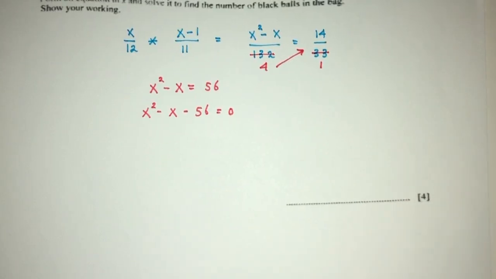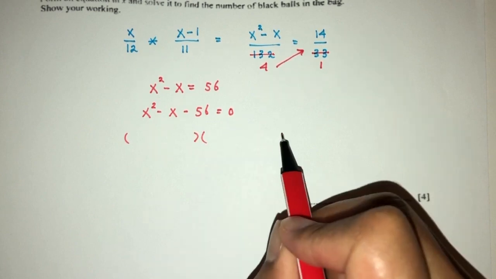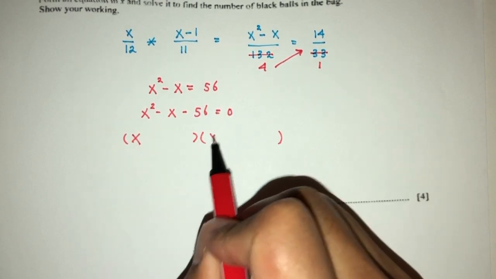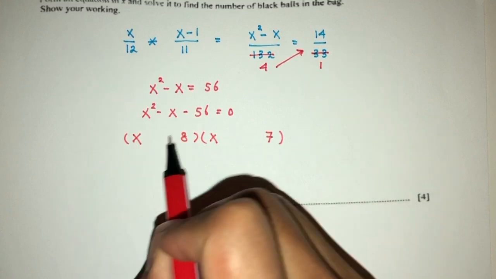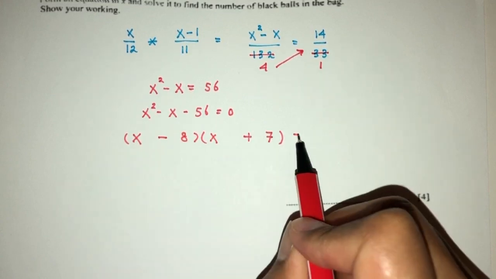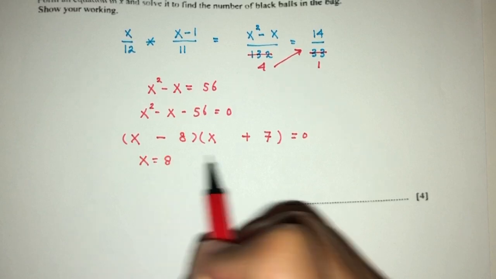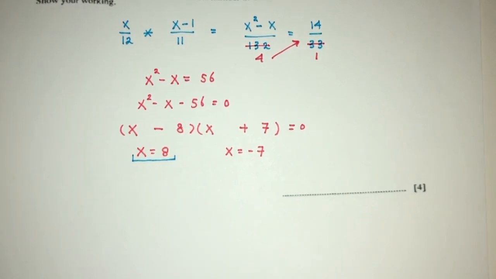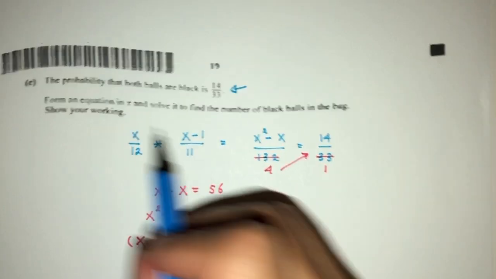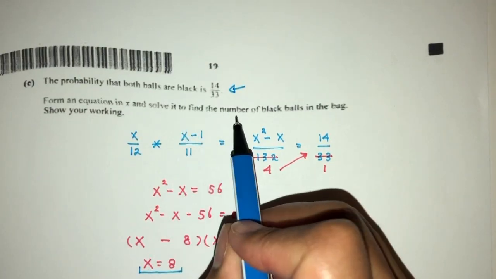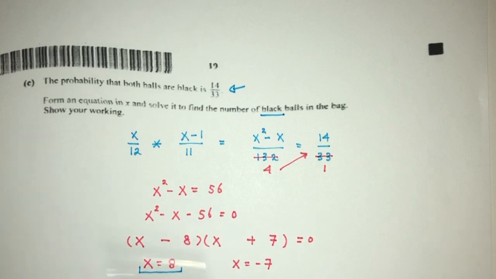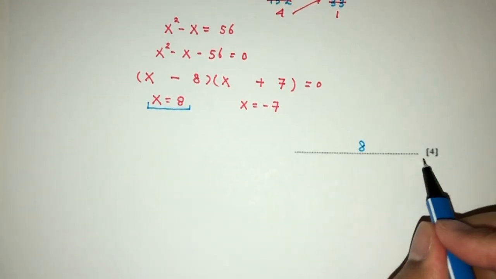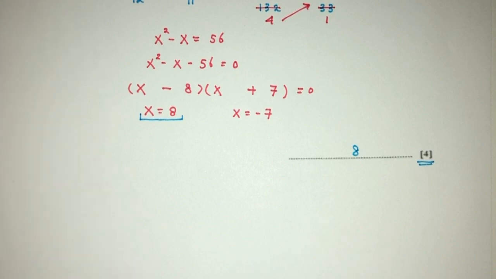So now we have to solve a quadratic equation. So that will be x squared. So we have two brackets, x times x, and here we have 8 times 7. That should be minus 8 plus 7. So x will have to be 8 and x will have to be minus 7. Obviously we'll take this one because x is the number of black balls, it cannot be negative. So x will have to be 8, and we have solved it to find the number of black balls, which is x, so which is 8 as your answer for 4 marks. Pretty easy. 4 marks for question number 11.